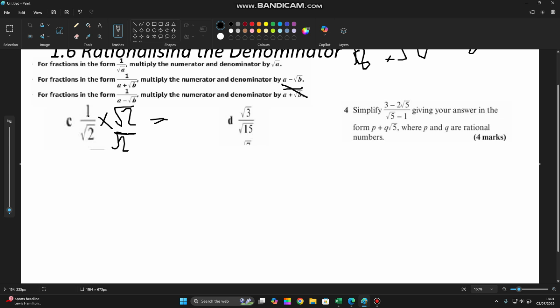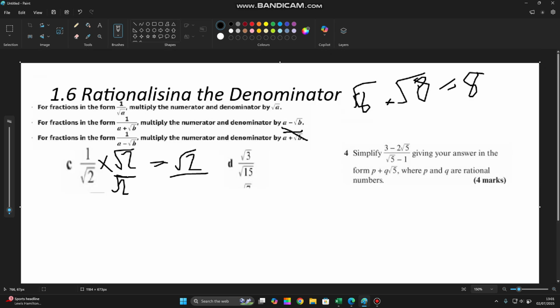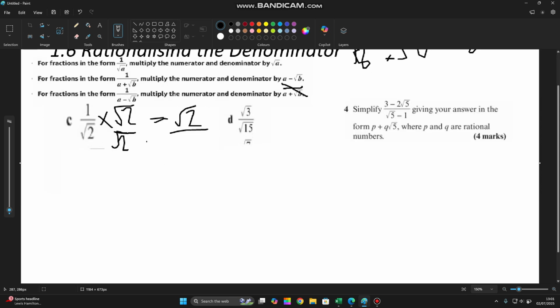So 1 times root 2 is just root 2, and then we use the same rule again that we looked at here. Any number, if we multiply two numbers and we've got the same number inside, the square roots will cancel, we'll just get the number. So we get root 2 times root 2, which is just 2. So we get an answer of root 2 over 2.